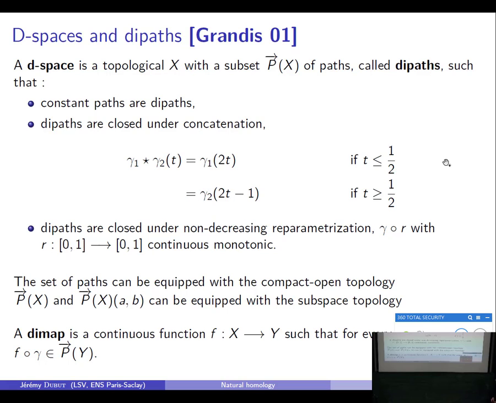Maybe what you have to remember is that the set of dipaths may be equipped with a topology coming from the compact-open topology on the space of paths. And also the set of dipaths between two points may be equipped with a subspace topology. And those objects will be called dipath spaces in the following.